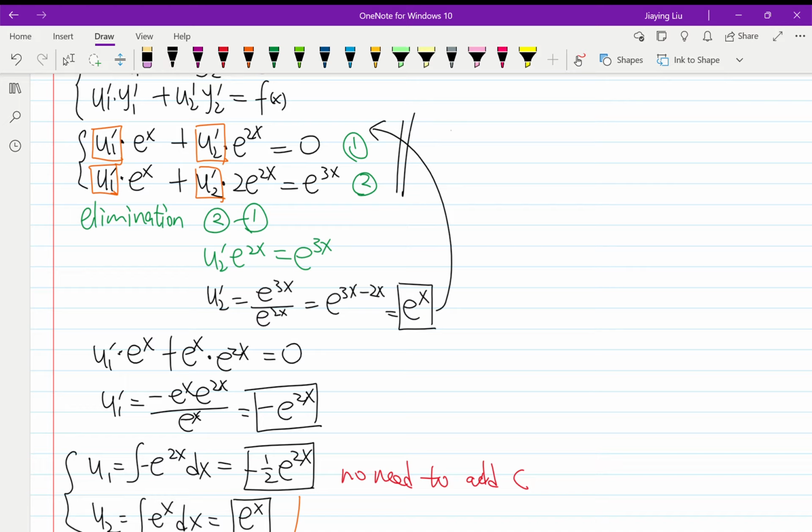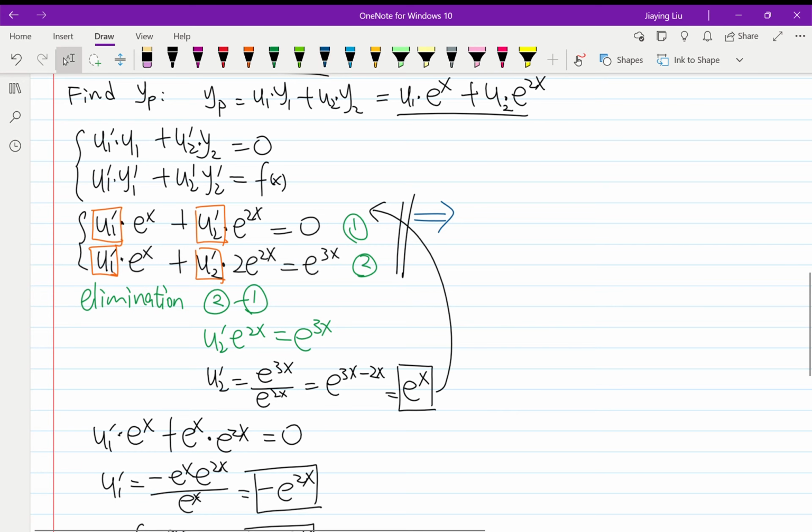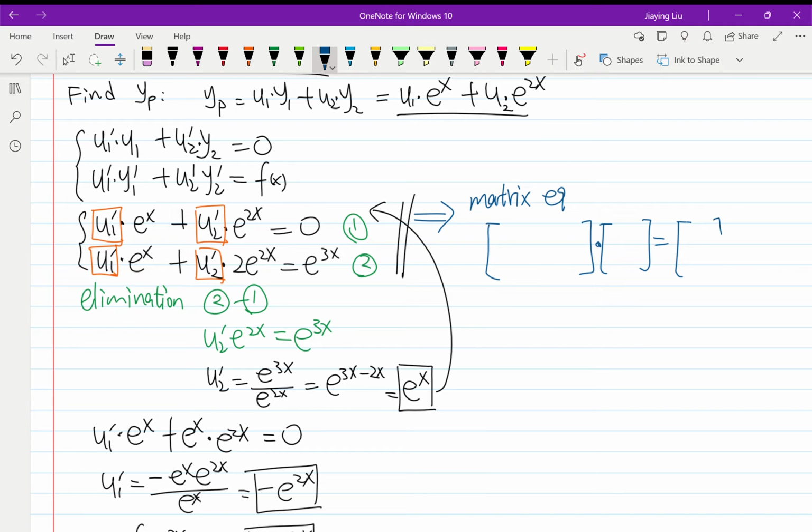and I'm going to rewrite it using a matrix equation. So u1 prime, u2 prime, those are the variables, and the e to the x, e to the 2x, those are the coefficients. So in terms of a matrix equation, if you remember from algebra class, the coefficients go into the coefficient matrix in the beginning, the variables go into the variable matrix, and the right hand side goes into a matrix.